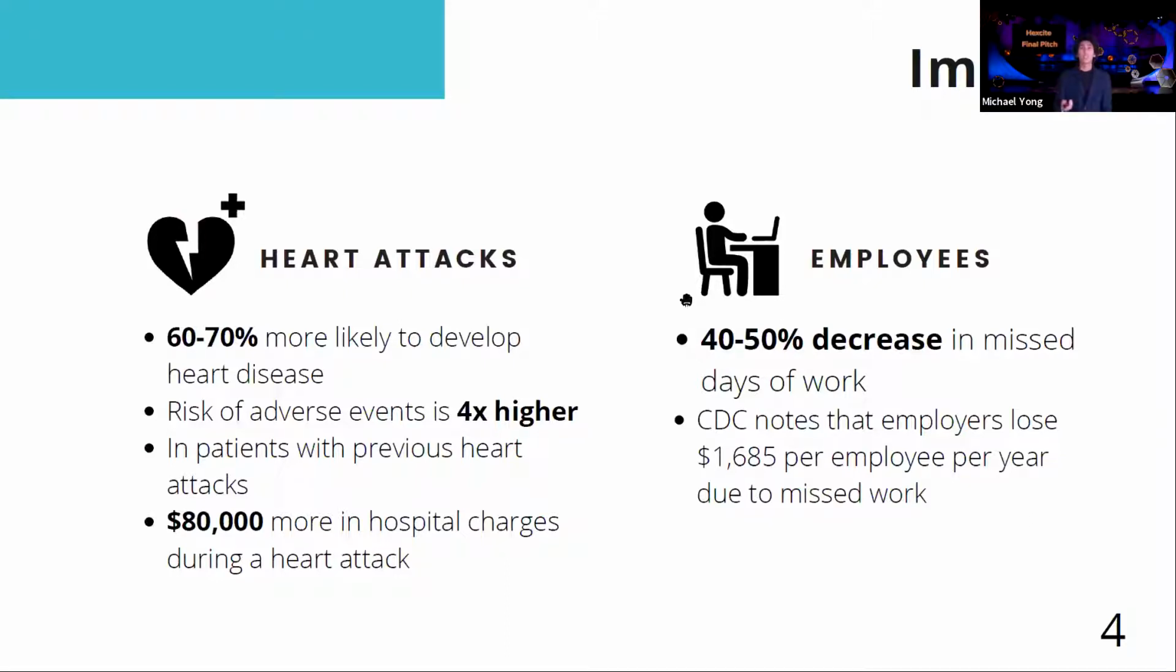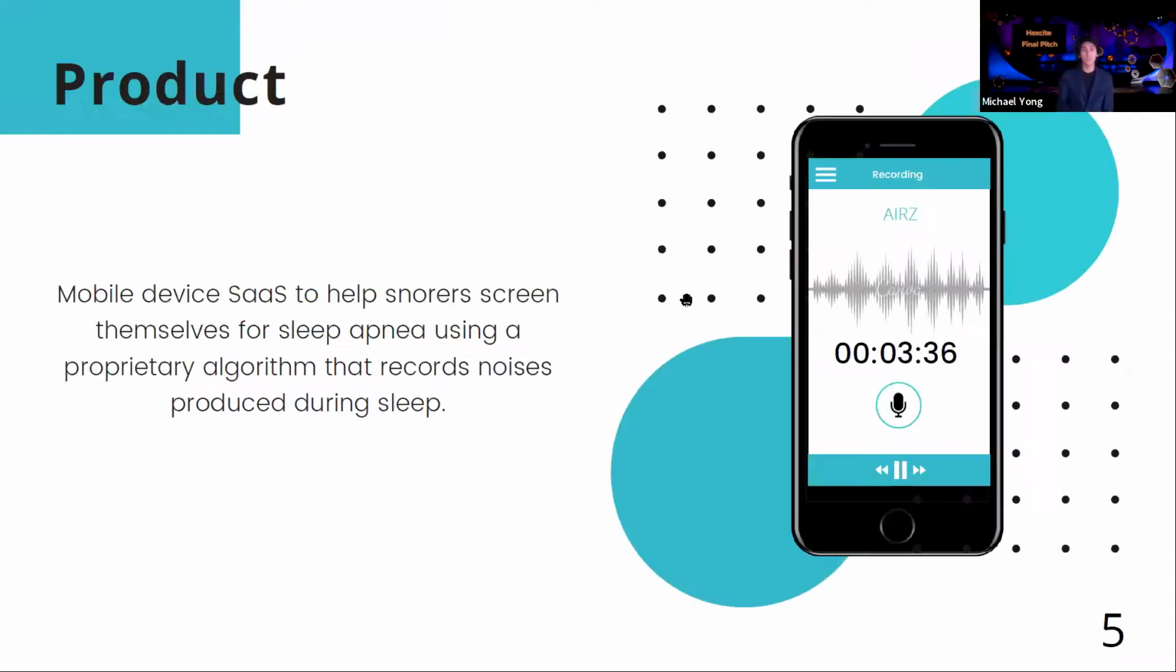People with sleep apnea are about 60 to 70% more likely to develop heart disease. And in patients with previous heart attacks, the risk of adverse events when they go to hospital is about 4 times higher. By treating sleep apnea, we would be able to curb approximately $80,000 in hospital charges when people do incur heart attacks. And then additionally, on the other side, treating sleep apnea could even result in a 40 to 50% decrease in missed days of work for people that it affects.